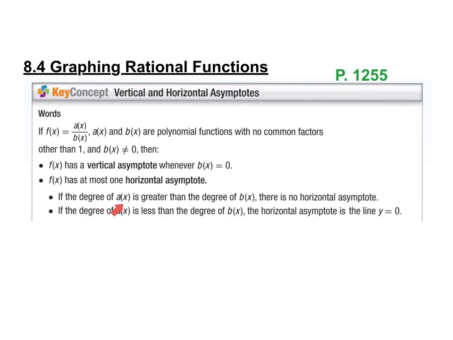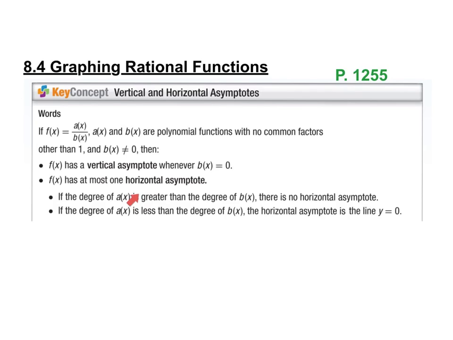If the degree of the numerator is less than the degree of the denominator, then the horizontal asymptote is f of x or y equals 0. This is a lot like what we looked at with reciprocal functions, because the numerator had no variables at all, so the degree was 0. The denominator was a linear function, so the degree was 1. And most of the time, the horizontal asymptote was f of x or y equals 0 unless there was a number added or subtracted to the outside of the fraction. So this one is more in line with what we did in 8.3.